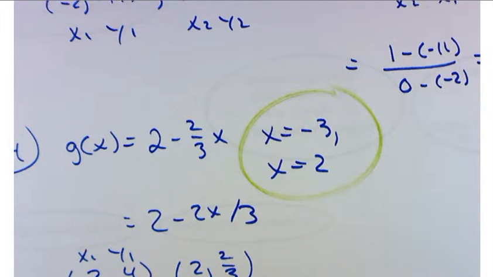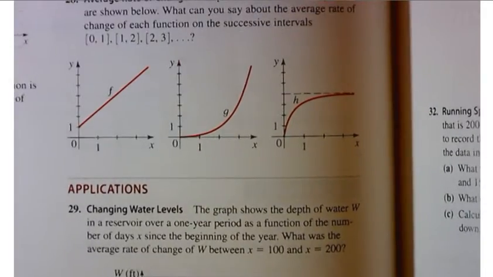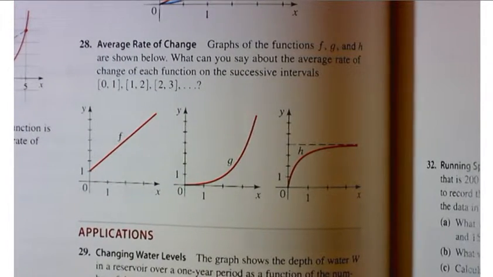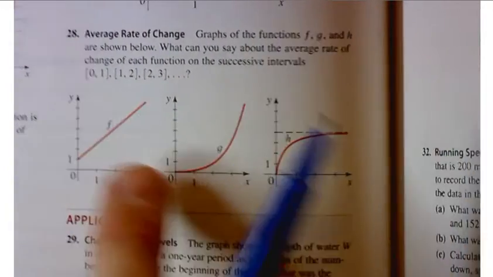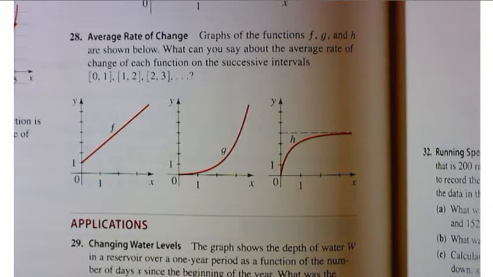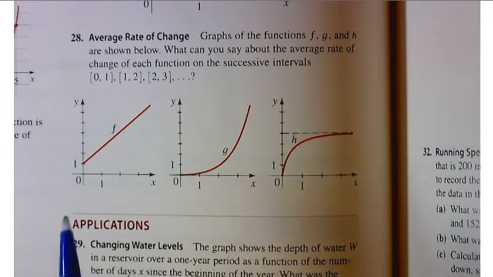Take a look at problem number 28. So I talked a little bit about your rate of change, your average rate of change. And we've got three different functions here, but we want to discuss what's happening to their average rate of change. So let's look at the first one. And they're going to want you to look at it in three different intervals. From 0 to 1, from 1 to 2, and from 2 to 3.